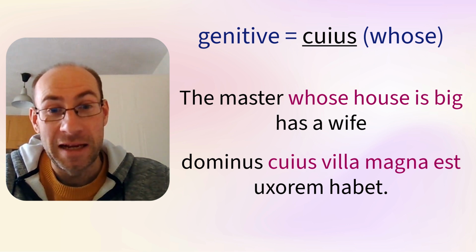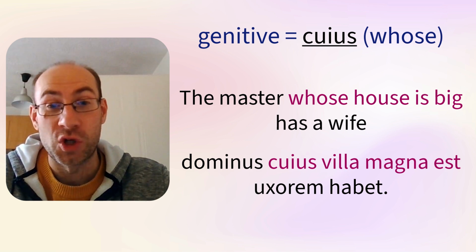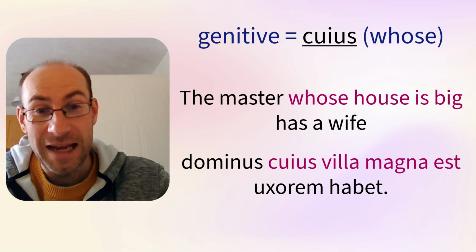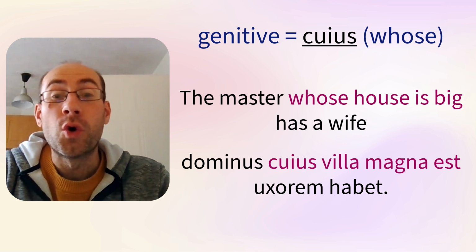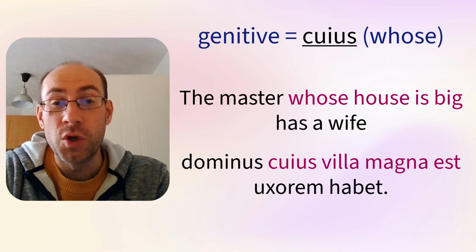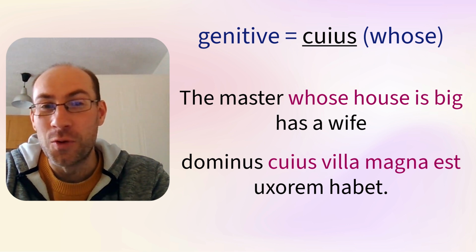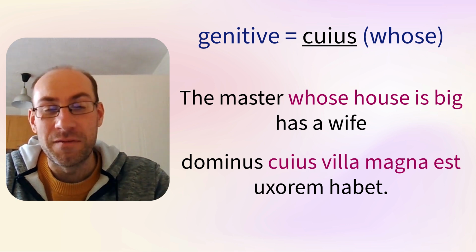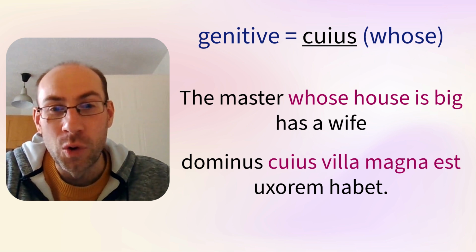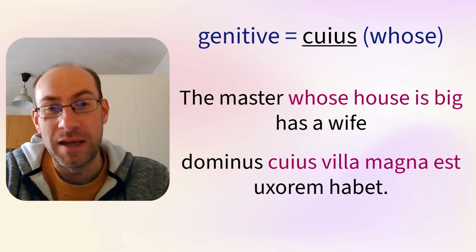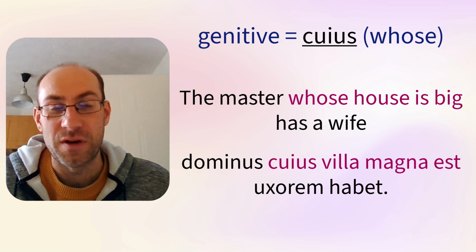Main clause. Dominus uxorem fidelem habet. Subordinate clause, cuius, whose, villa magna est, whose house is large. So the cuius here is whose, it's a genitive relative pronoun. The relative clause is whose house is big. So that's inserted for extra information.